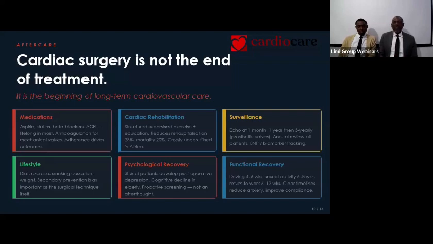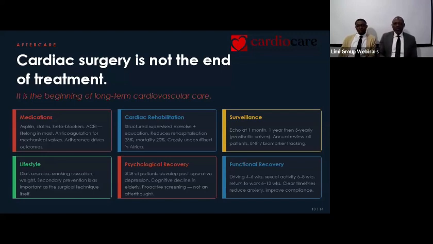Apart from the medications, patients need to have what we call cardiac rehabilitation. Rehab usually happens about 6 weeks post-surgery, and it's been said to reduce re-hospitalization by 28% and mortality by 20%. So we need to help the patient get back to their pre-surgical state.